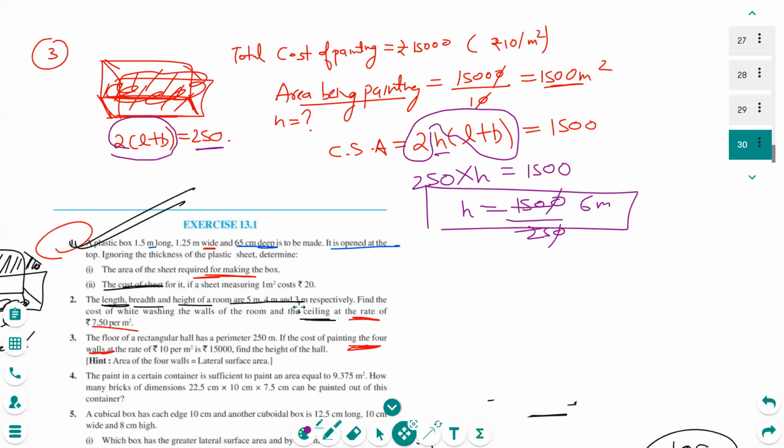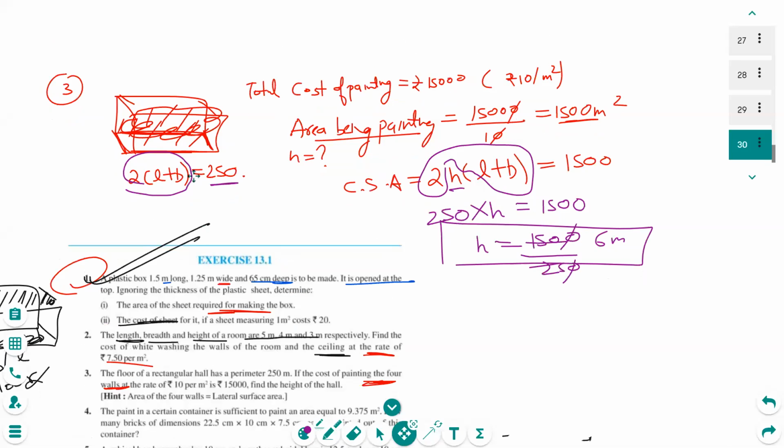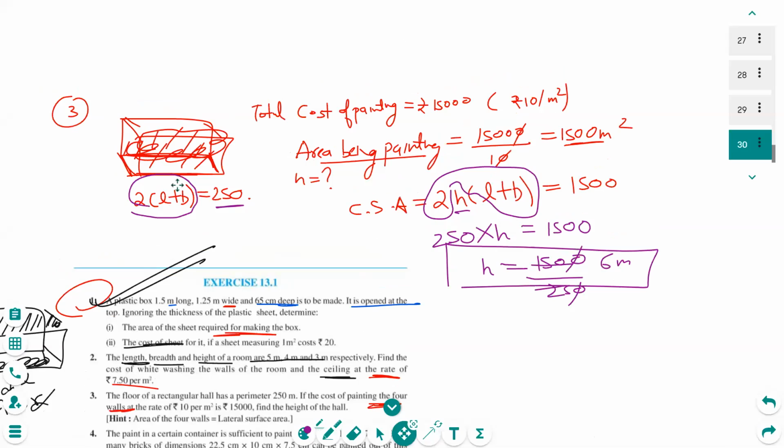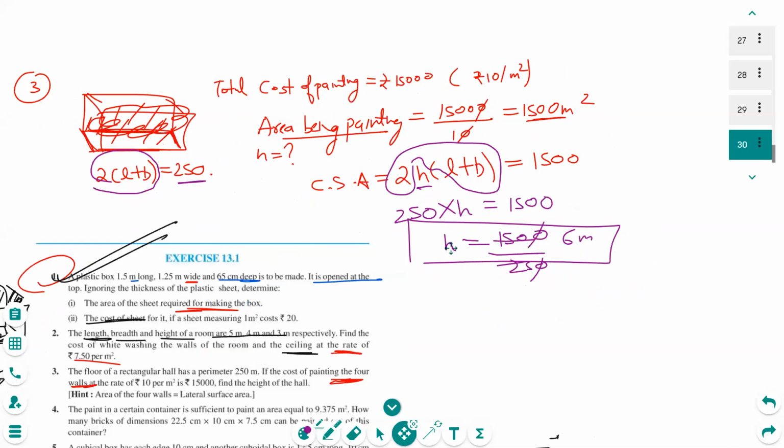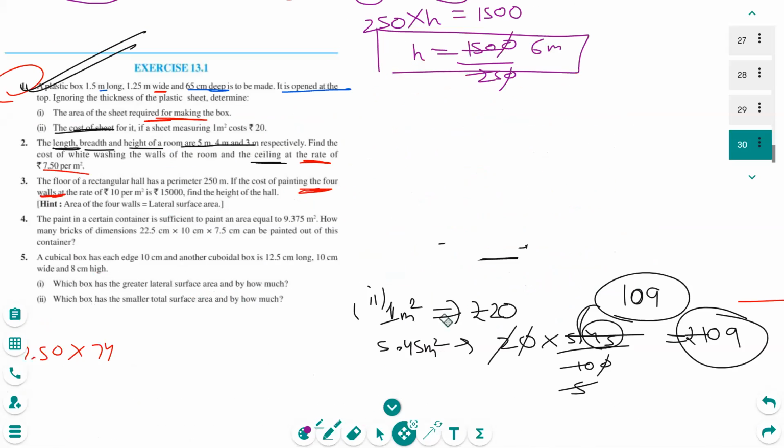Let me repeat this question. The perimeter of the floor is this, the rectangular floor. That's why it's 2(L plus B). Now the total cost of painting, that is the whitewashing, per meter square is this. I can find out the area of the walls by using my concept of bigger divided by smaller, and I got this. Now for the curved surface area, the formula is this, and we have just found out the area of the walls, that is 1500 meters square. So I just put the value of 2(L plus B), and I got my height here. Is this clear now? Yes.